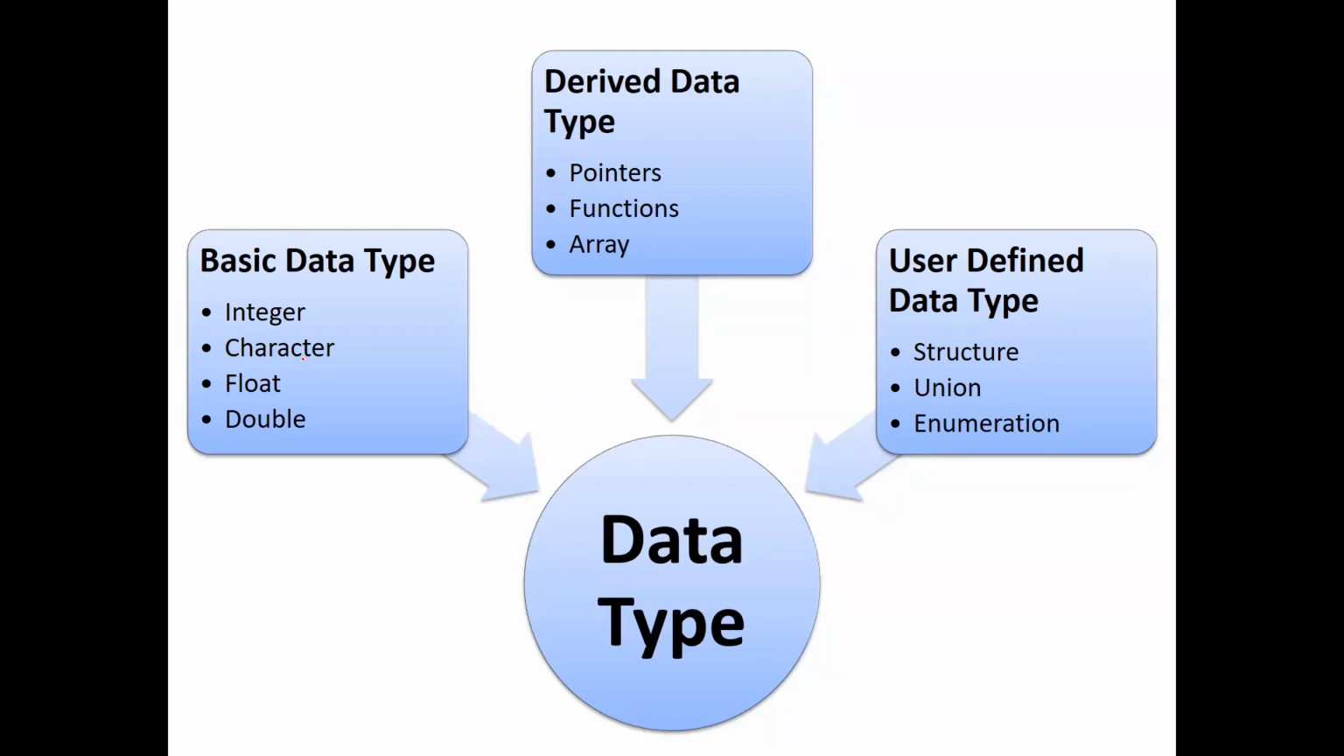Characters are what? Characters are alphabets. If you have to write down the name of a person, as I told you, Siam, S-A-I-M. Siam is a character literal, it is not a variable. This is the type character I can use if I want to store Siam in a variable. Integers are whole numbers.